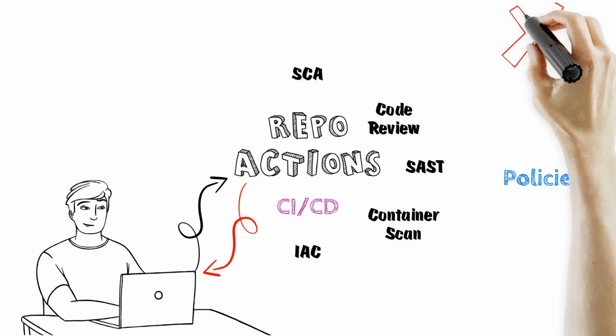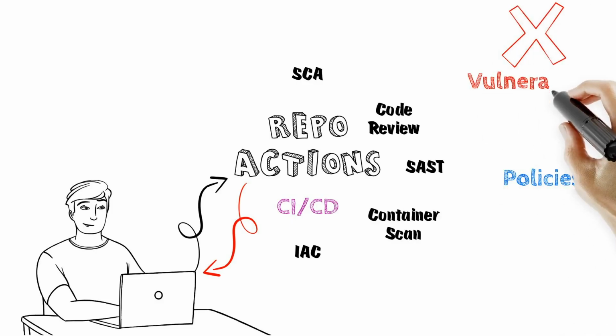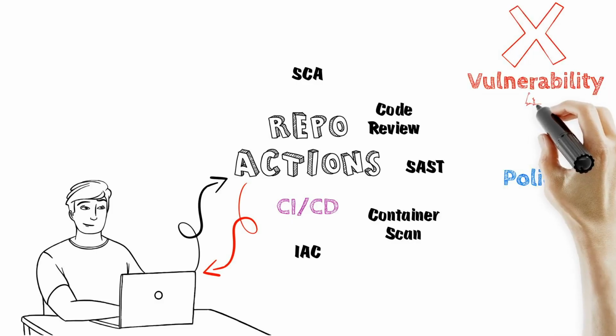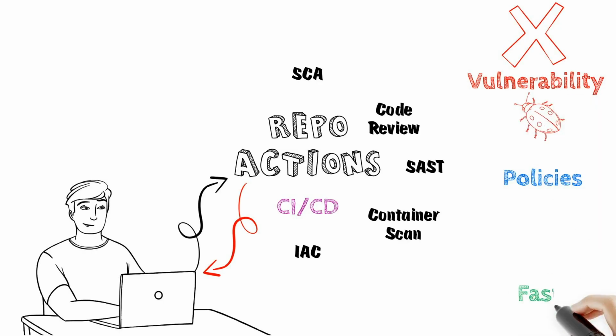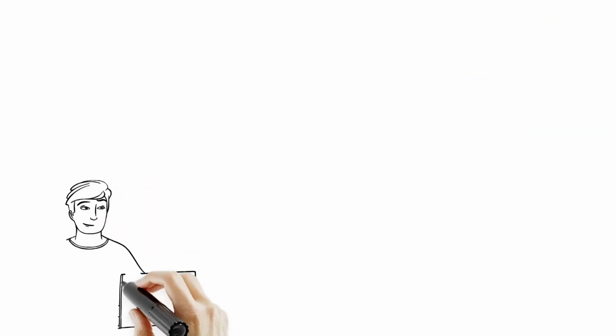That can be SCA, code review practices, SAST, container scan, infrastructure as code, and others. It's the same idea of getting vulnerabilities immediately and having fast feedback during the software development process. As you can see, the principle is the same.